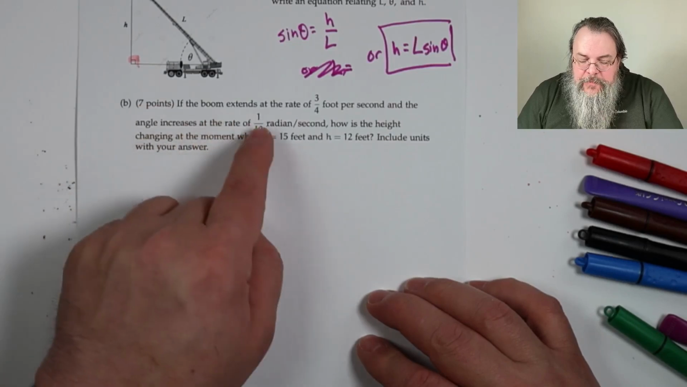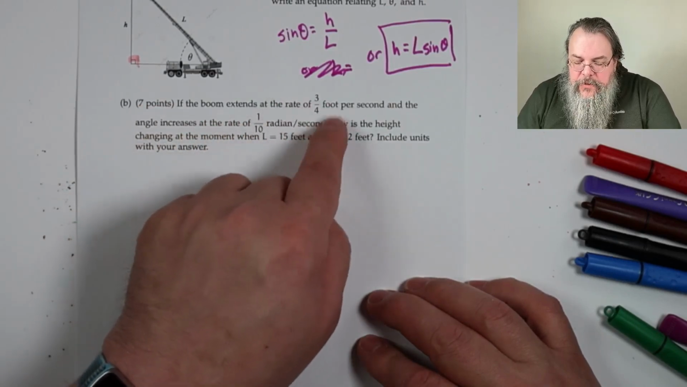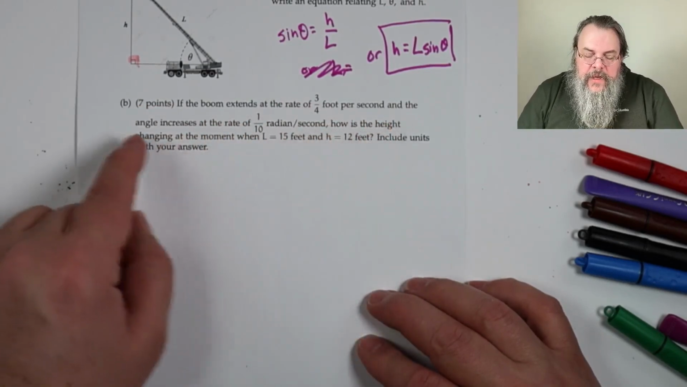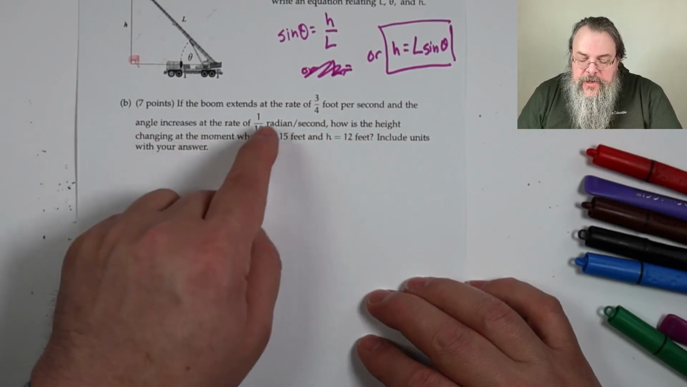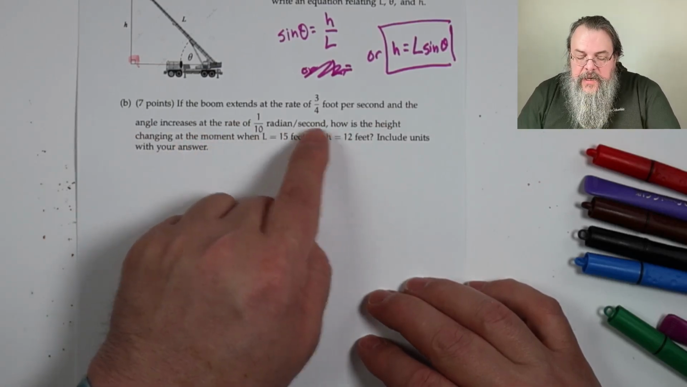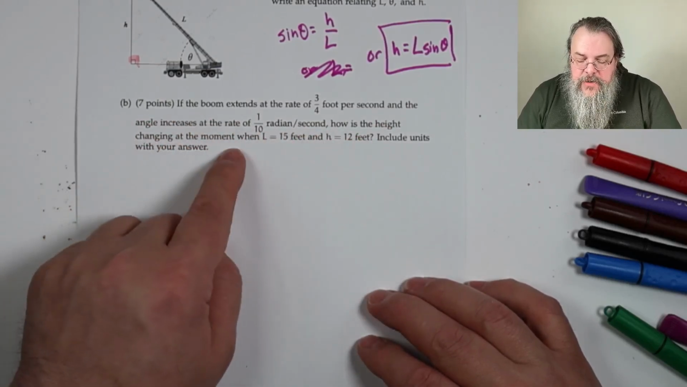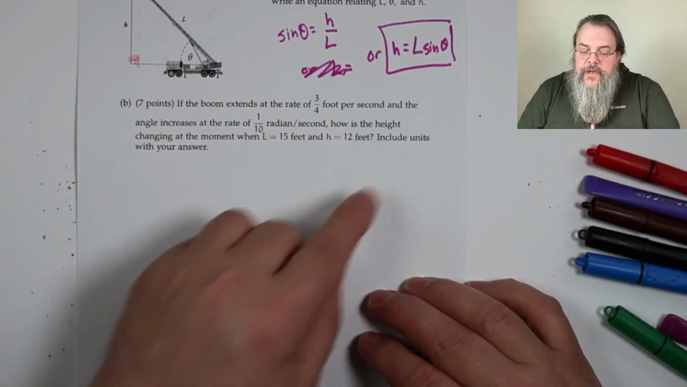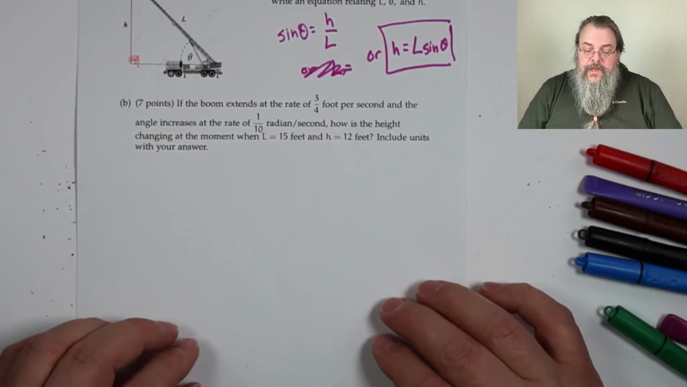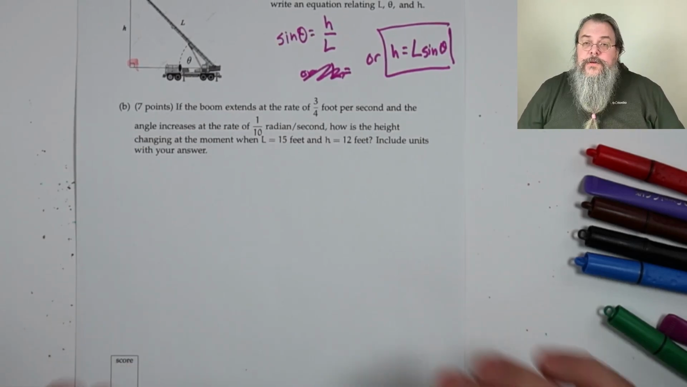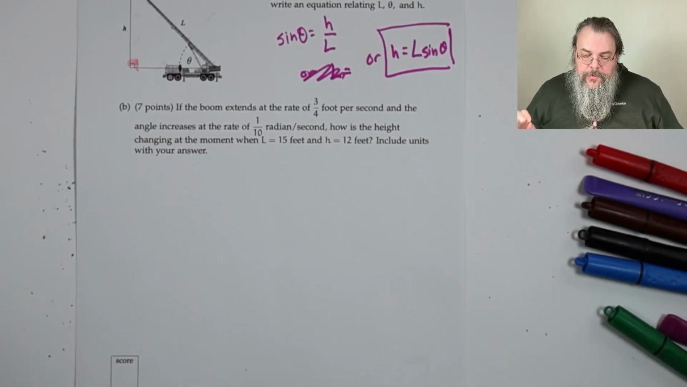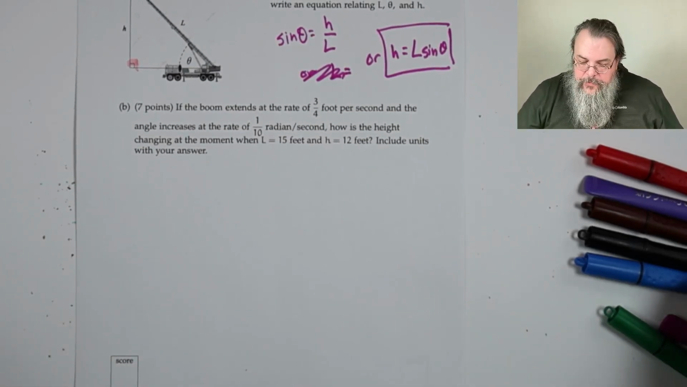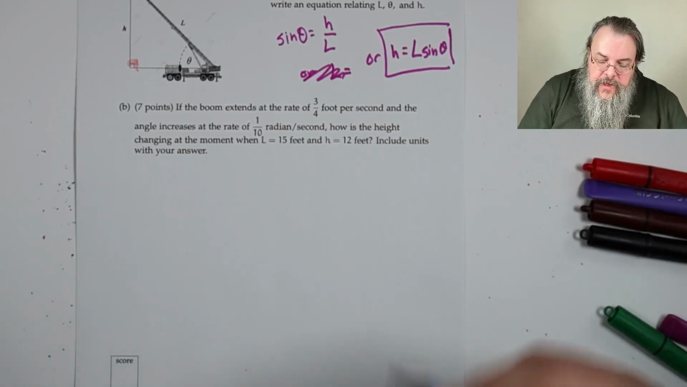B. If the boom extends at the rate of 3/4 foot per second, and the angle increases at the rate of 1/10 radian per second, how is the height changing at the moment when L equals 15 and h equals 12 feet? Include units with your answer. All right, now let's think about what these pieces mean. So let's go through it piece by piece.